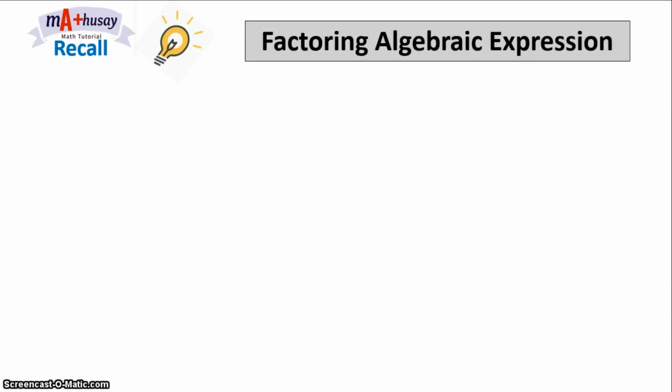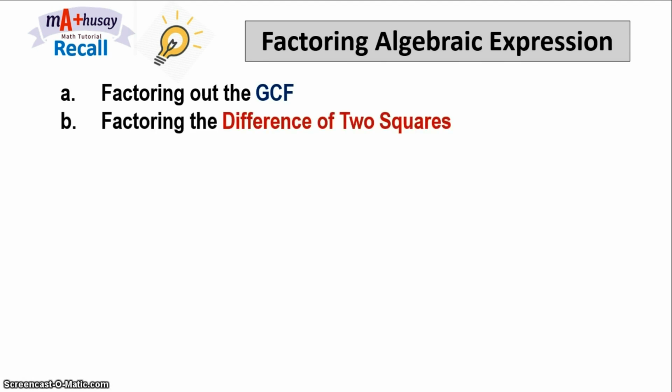When you were in grade 8, you learned different techniques in factoring algebraic expressions. First, factoring out the greatest common factor of a given polynomial. Second, factoring the difference of two squares. In general, if you have an expression where A and B are perfect squares and it is in the form of A squared minus B squared, it can be factored as the quantity of A minus B times A plus B.